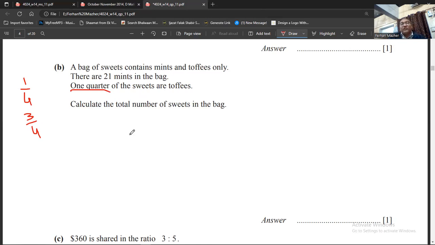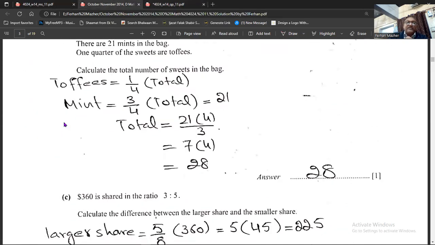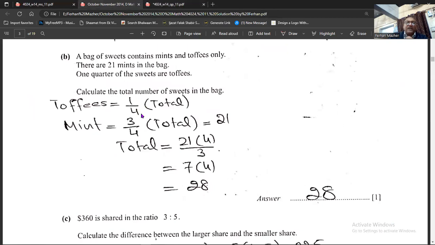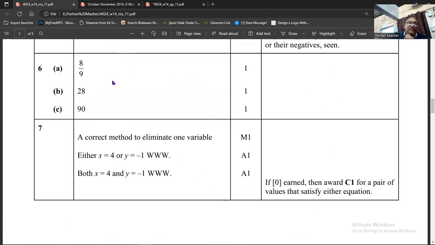And that is 21. So calculate the total number of sweets in the bag. So you should understand this idea. Total toffees are 1 by 4 of the total. The mints will be 3 by 4 of the total, and the mints are 21. So the total will be 21 multiply 4 divided by 3. So you will have 7, 3 and 21 are cancelled. 7 into 4, that's 28. So the total sweets are 28.